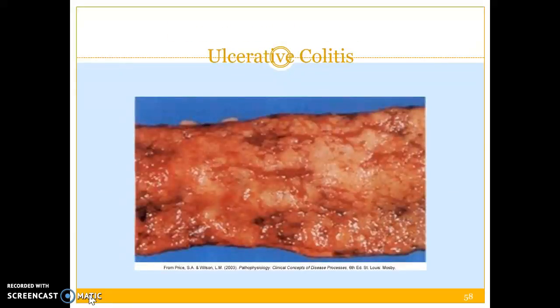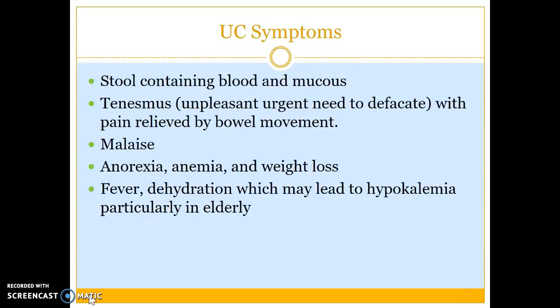Again, there's the picture of it and what it looks like in terms of the reddened appearance and all the irritation and erosions that you see there. Symptoms you see with UC are stool that contains blood and mucus. They have an unpleasant, urgent need to defecate, and sometimes the pain is relieved after having a bowel movement. They're usually very listless and will have malaise, meaning they just don't have much energy to take care of anything for themselves.